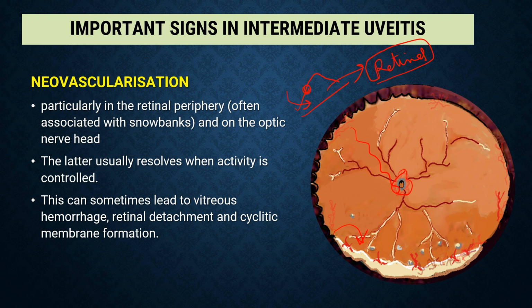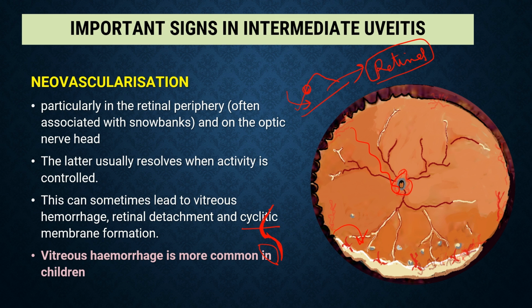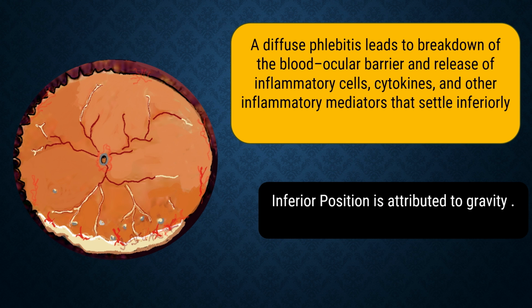Sometimes inflammatory exudates can form a membrane right behind the lens, and that membrane can extend on top of the pars plana as well, and that membrane is known as the cyclitic membrane, right? When we talk about neovascularization and specifically vitreous hemorrhage, one more point you should remember is that vitreous hemorrhage in intermediate uveitis is more common in the pediatric population, right?